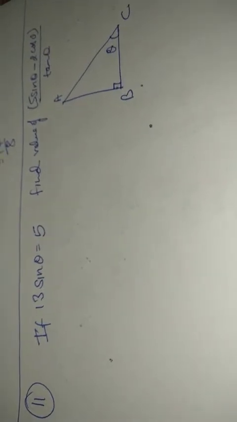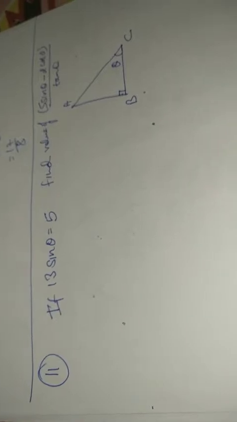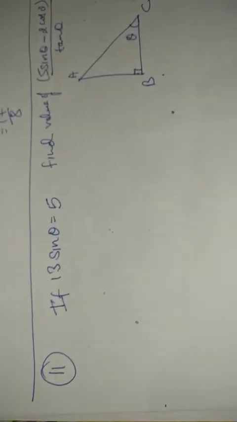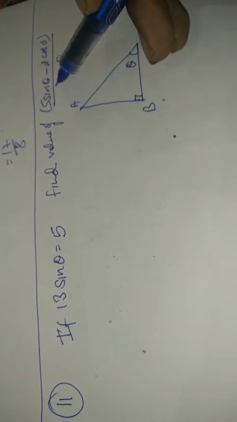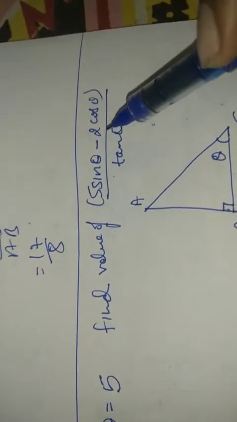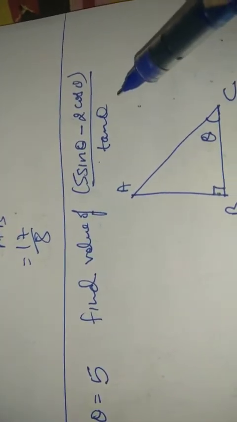All right. Let's have the next question. Now this is question number 11 that we are taking. The question says, if 13 sin theta is equal to 5, find the value of (5 sin theta minus 2 cos theta) upon tan theta.